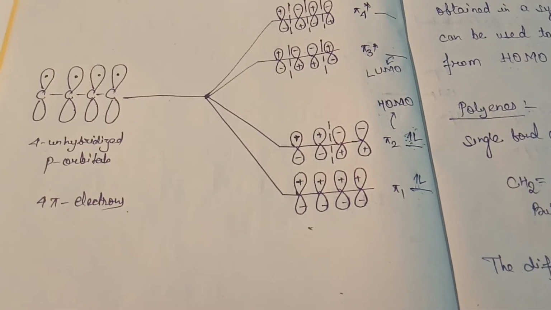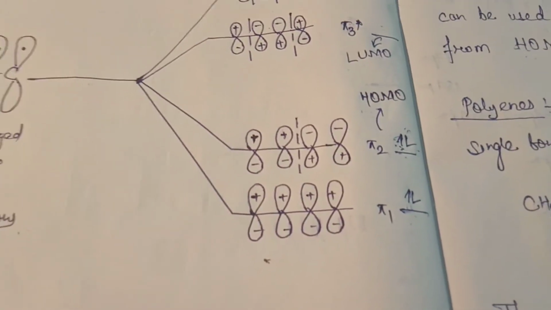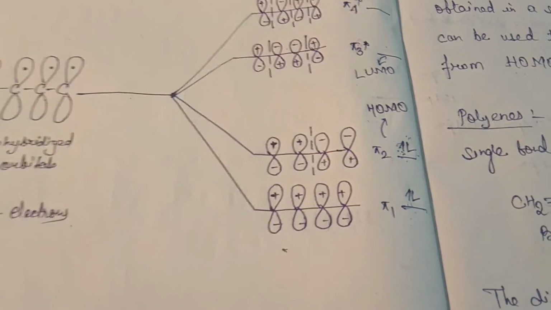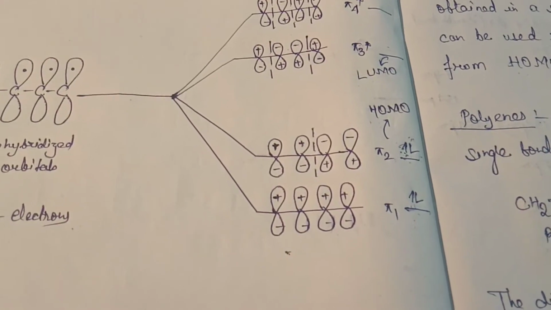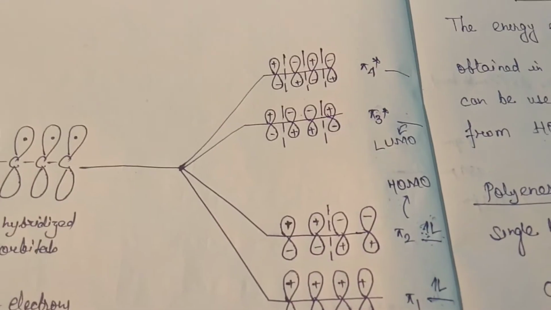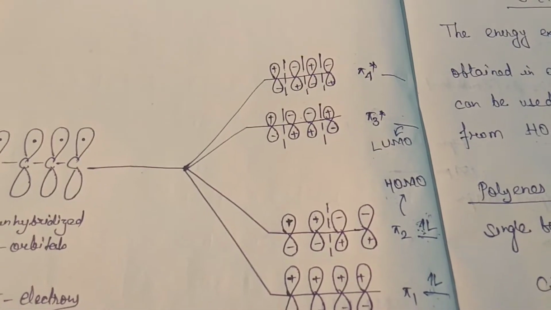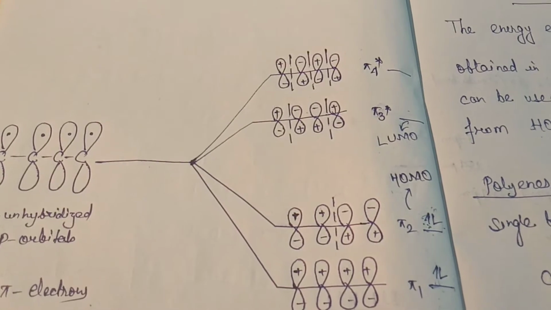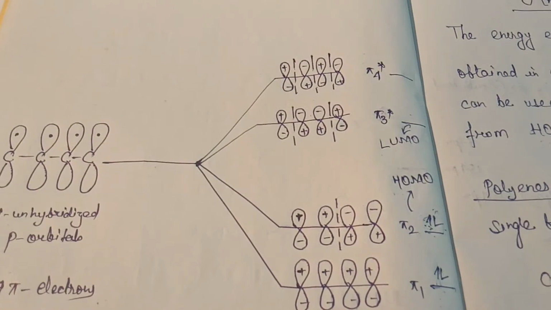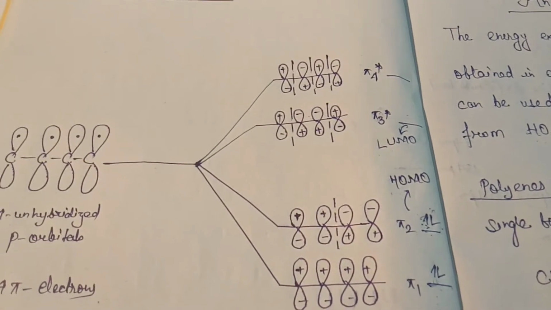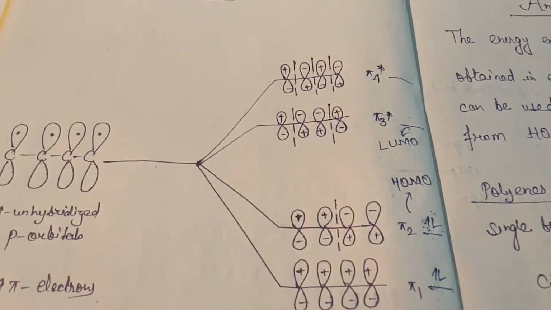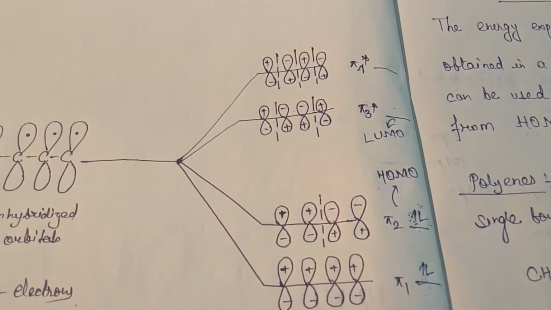The pi 2 molecular orbital is occupied, and it is the highest energy level, higher in energy in comparison to pi 1. That's why it is called the highest occupied molecular orbital. Of pi 3 star and pi 4 star, the pi 3 star is unoccupied just like pi 4 star, but it is the molecular orbital with lower energy in comparison to pi 4 star, the lowest possible unoccupied molecular orbital. That's why it is called the lowest unoccupied molecular orbital.